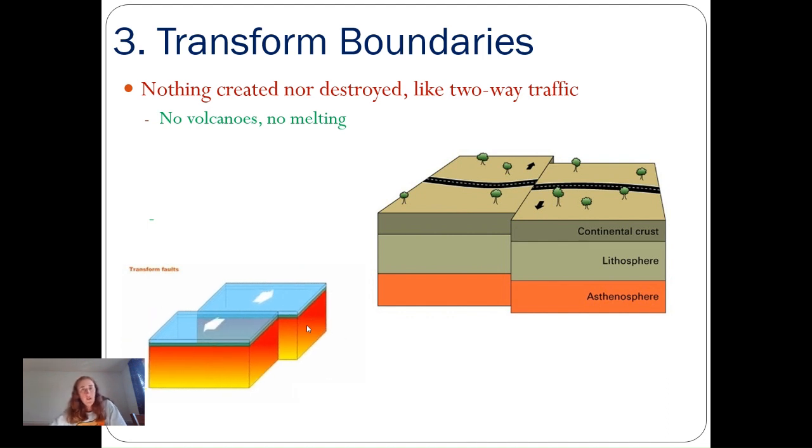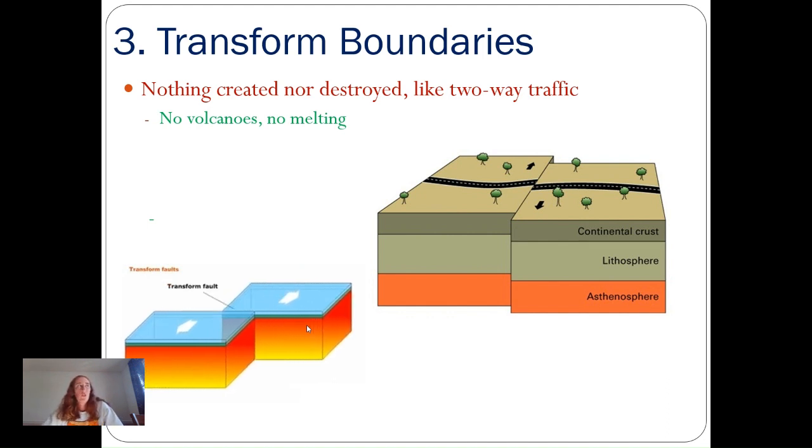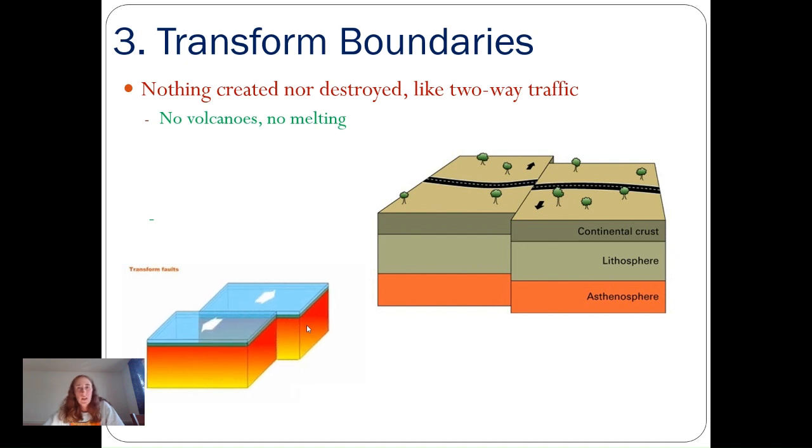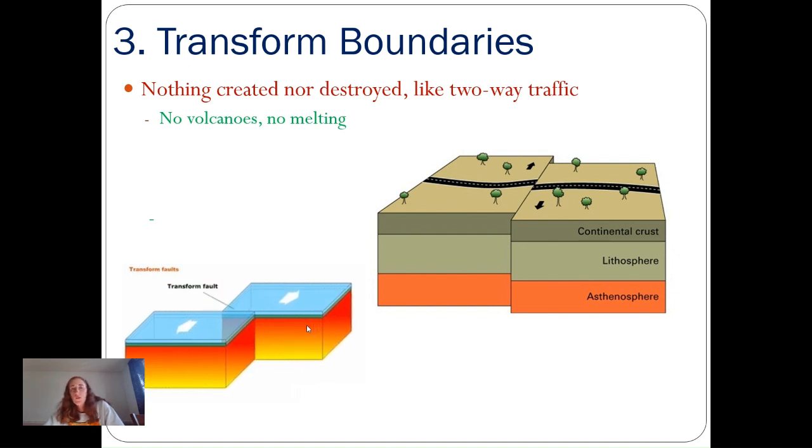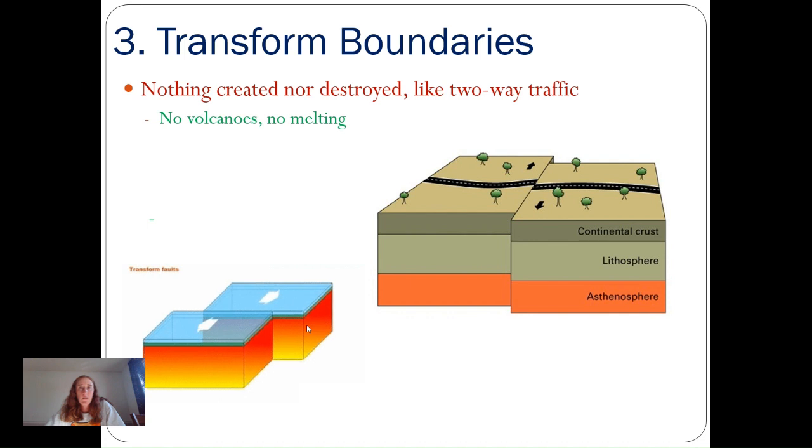So in a transform boundary, you don't really create anything. You don't create volcanoes, but you also don't destroy anything. So there's no volcanoes, there's no melting, there's nothing that happens in terms of that. The only thing that will really happen at a transform boundary is that you get large earthquakes that can occur.